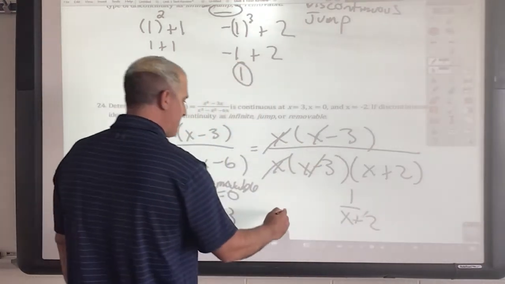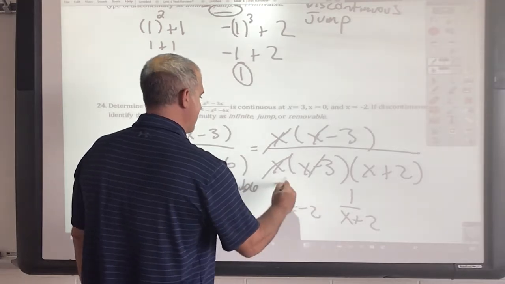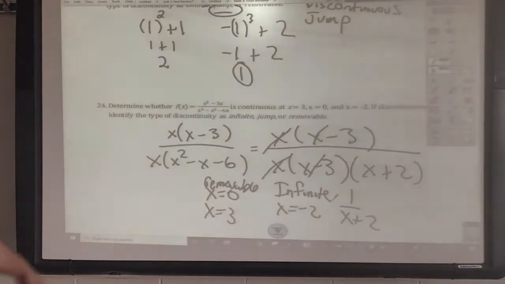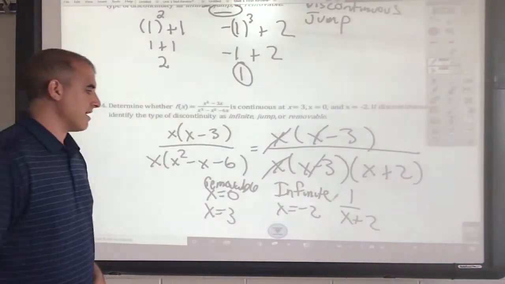Now what's left over is x plus 2. If I solve that, that's going to be x equals -2, and that is an infinite discontinuity because it is an asymptote. So that's your answer for that one.